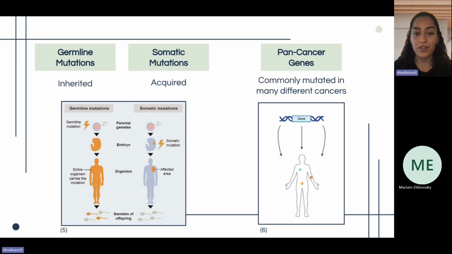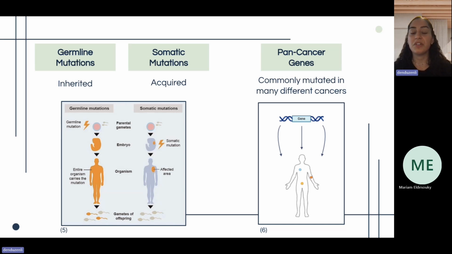Somatic mutations, however, are acquired, so these can happen anytime after birth during the person's lifespan. These can be caused by environmental stresses, they can be caused by illnesses, they can be caused by any damage to the molecular mechanisms, DNA replication or repair, and these tend to just stay within the individual and not necessarily be passed on to offspring.